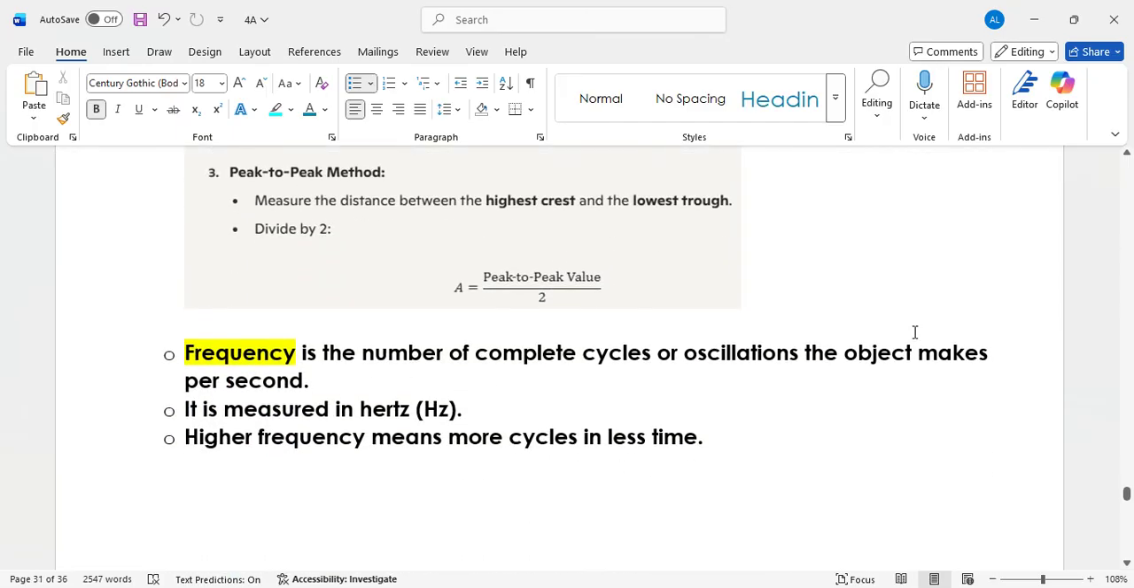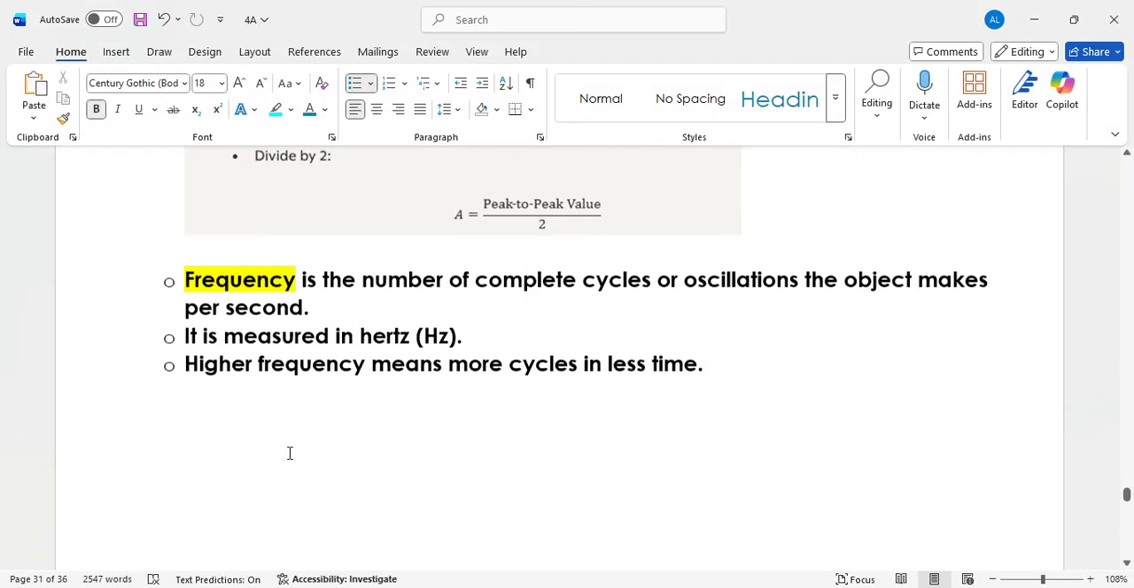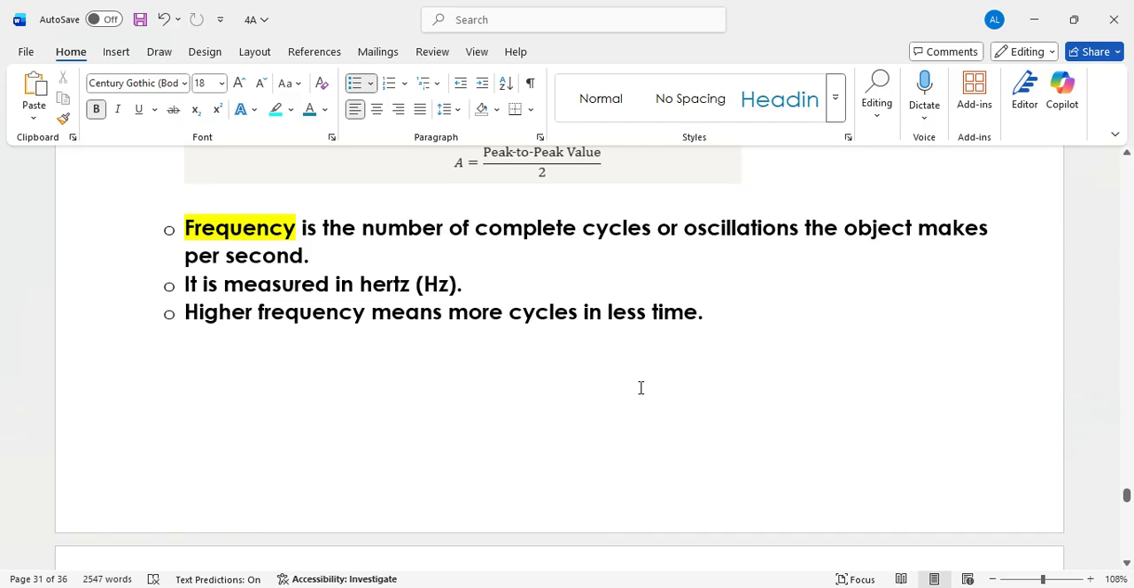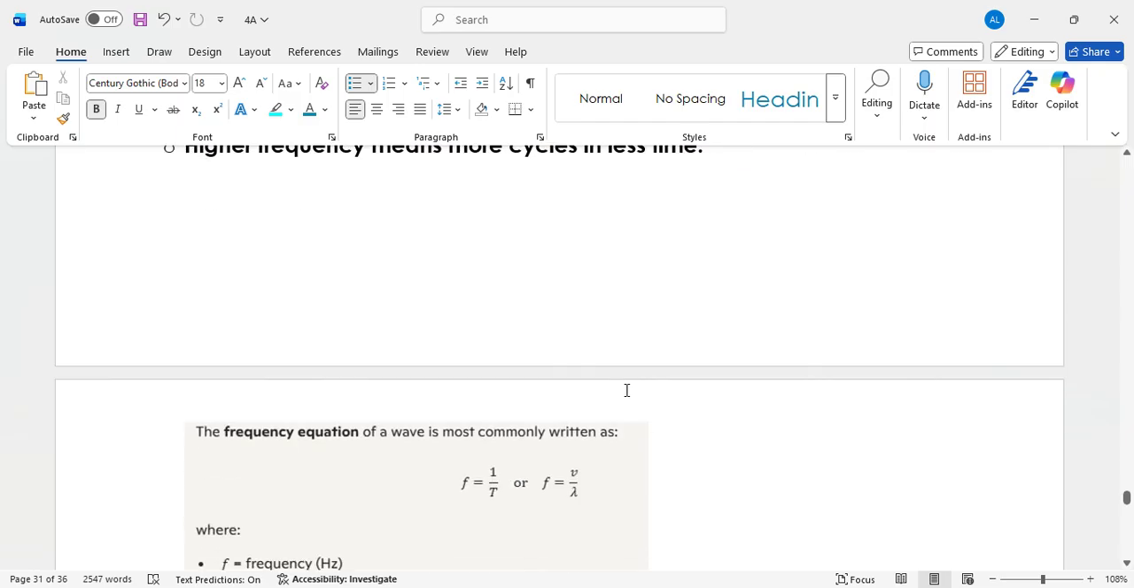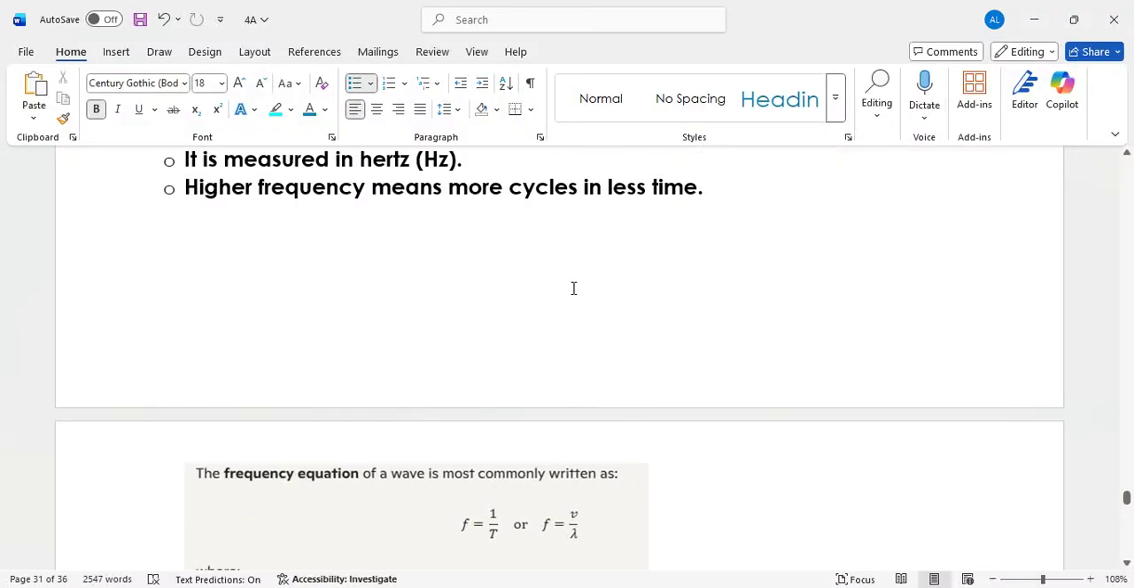Frequency is the number of complete cycles or oscillations the object makes per second. It is measured in hertz. Higher frequency means more cycles in less time, right? That's frequency. Higher frequency is more cycles in less time.